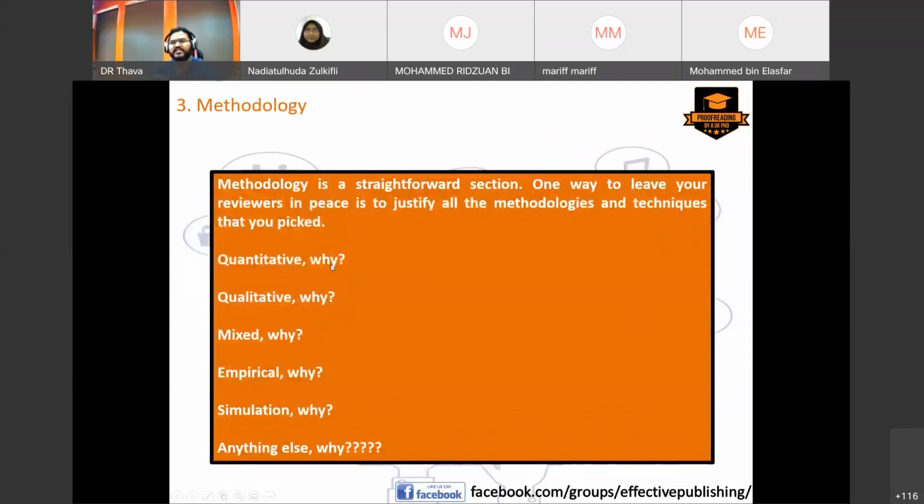Okay, methodology is very simple. Either you do an experiment, you do quantitative, you do qualitative, or you do both, or you do theoretical, you do simulation, whatnot. Whatever you do, make sure you justify why you use that method. Otherwise, methodology is a very straightforward chapter.